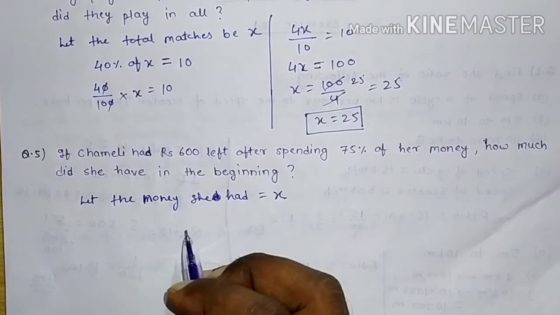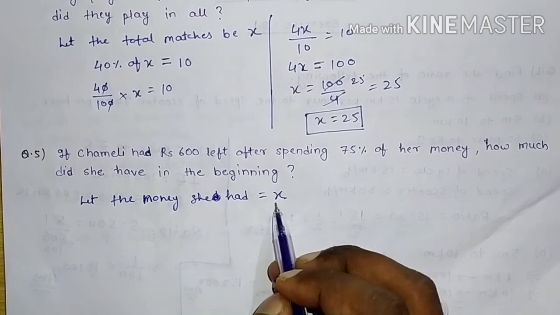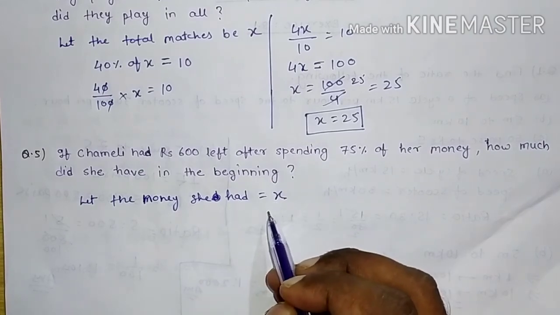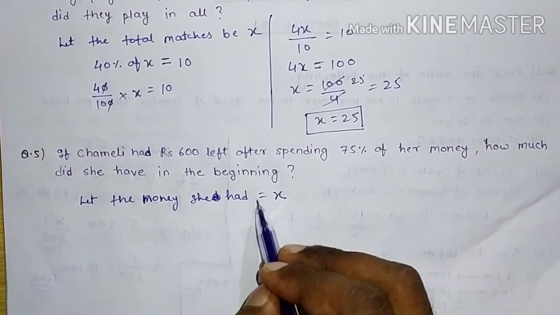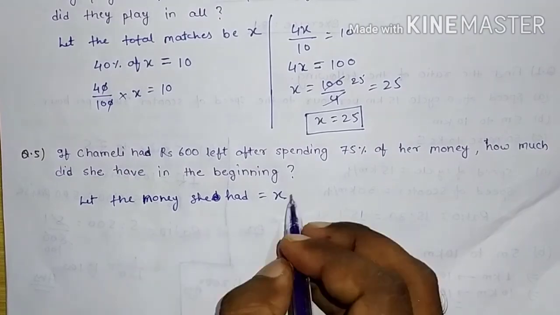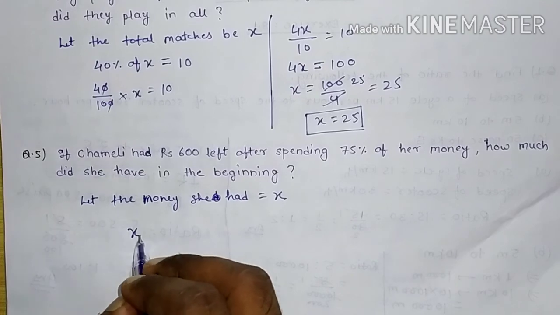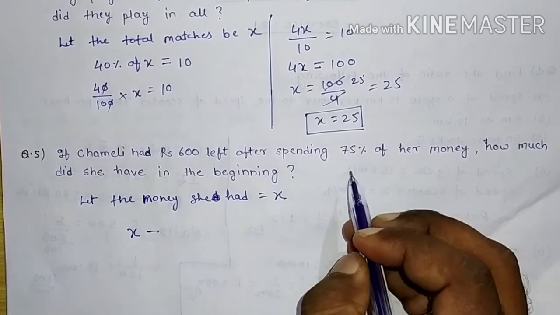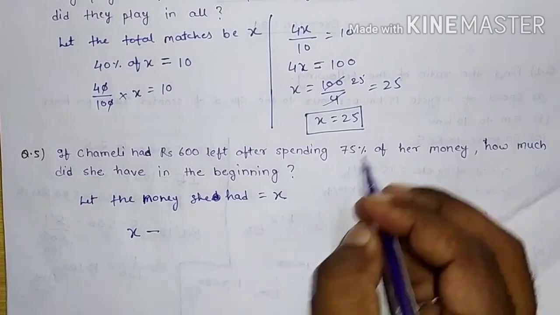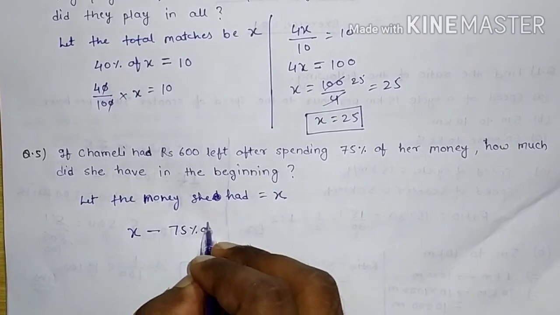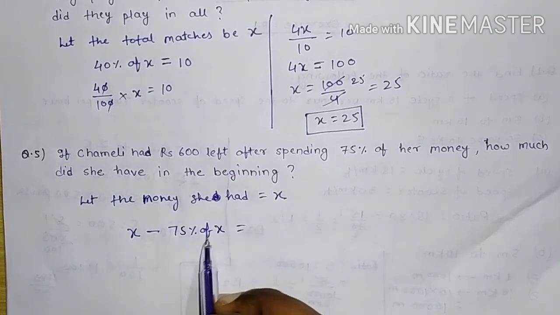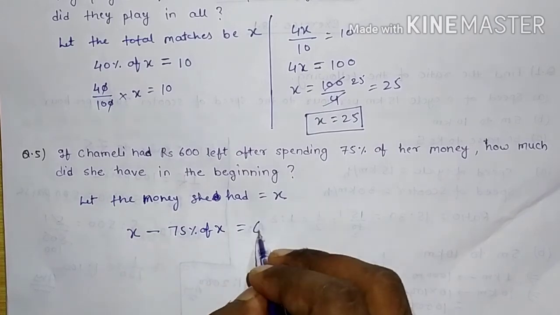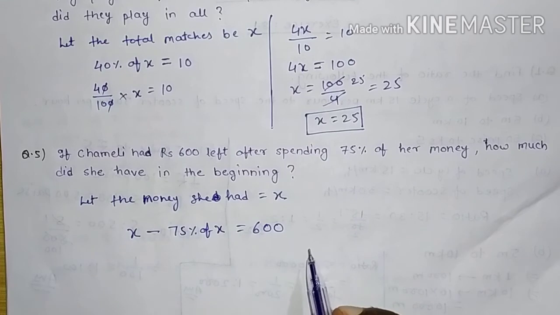Here in the beginning, let's suppose Chameli had X rupees, and how much money she spent? 75% of total money. So total money is X here, minus how much she's spending, 75%. So 75% of X is spending, and the left money is 600. So after spending 75% of total money, she has 600 rupees left. So this is the equation which is formed by this statement.